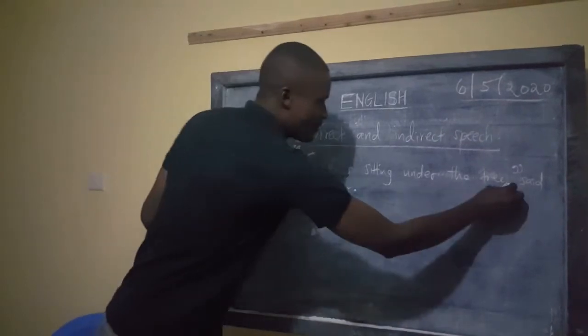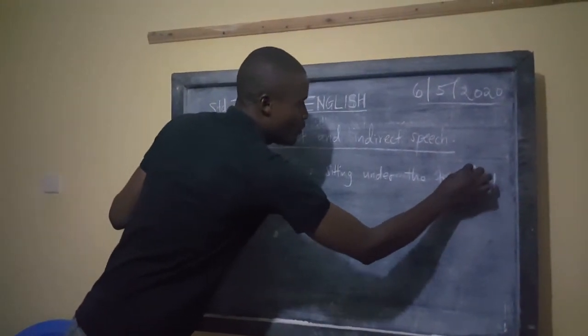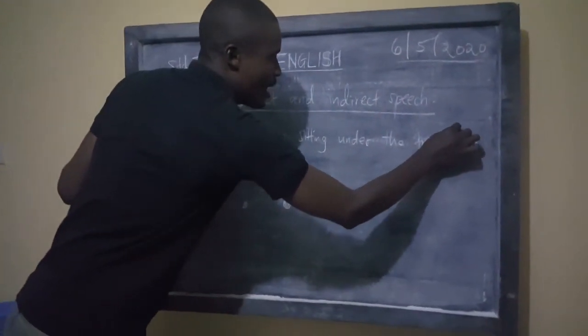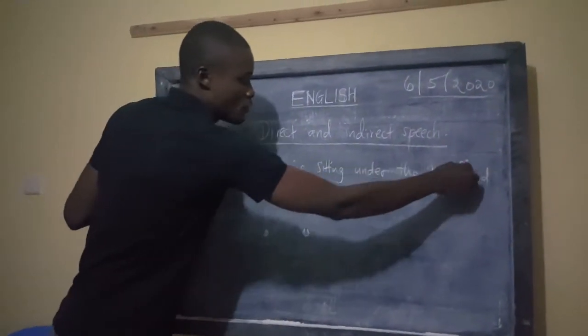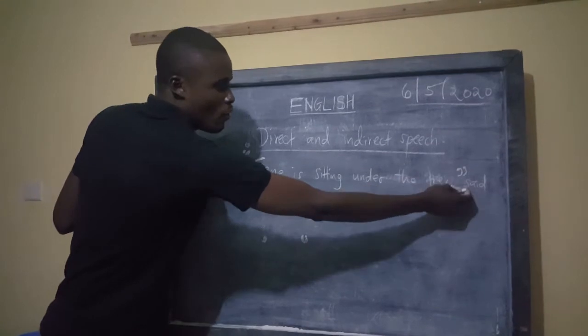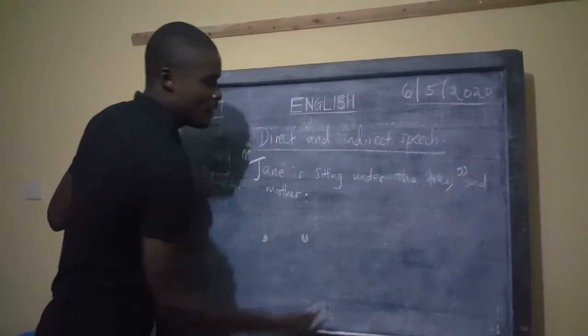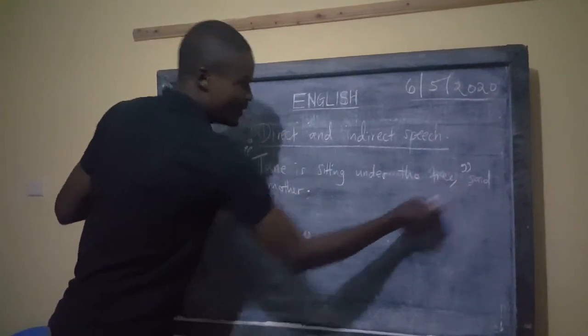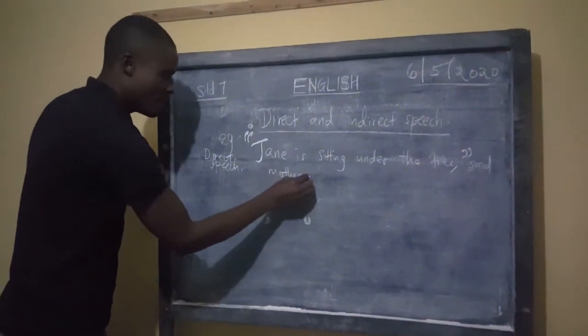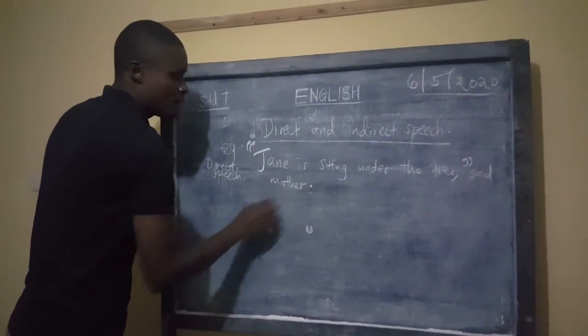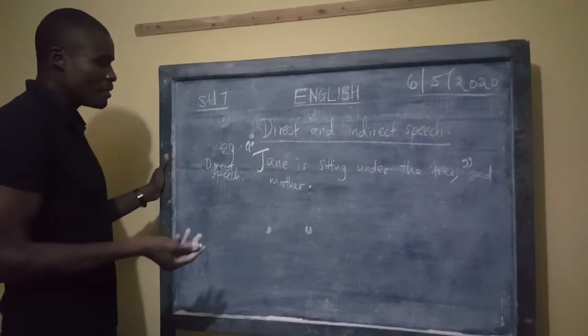And then a comma must come before the what? The end of quotes. A comma must be there, and after the comma we must have the end of quotes. End of quotes should not come before the comma. It should come after the comma. And then the first letter that comes after the comma must be a small letter. And then the last thing here must be a full stop. The marking point is just that.